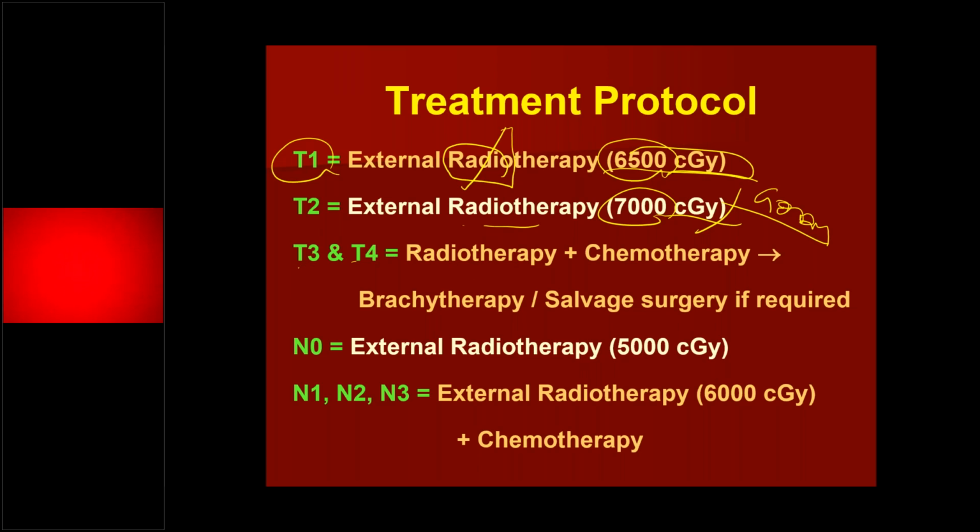T3 and T4, you go for radiotherapy and chemotherapy. You are increasing the stage, that is T3, T4. Radiotherapy and chemotherapy. You might have to go for brachytherapy or salvage surgery if required. For N0, external radiotherapy for 5000 centigray. These are the T staging and this is the nodal staging. According to the stage, you have to go for this particular treatment.